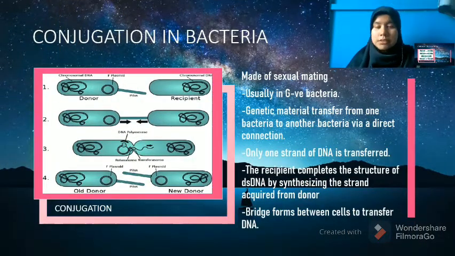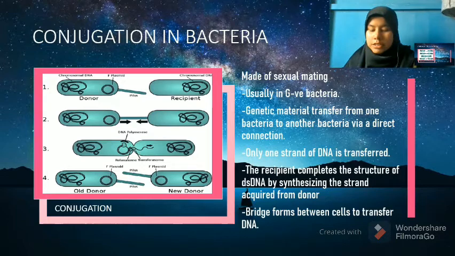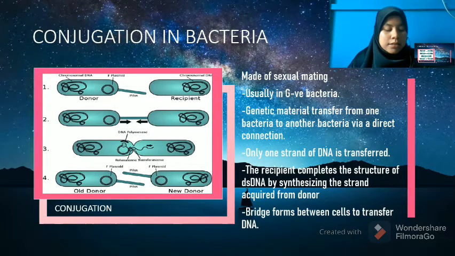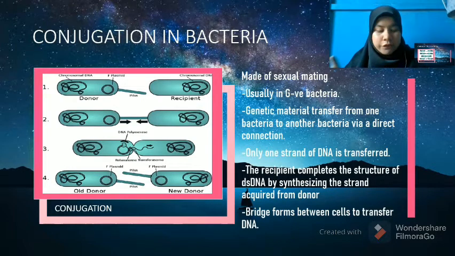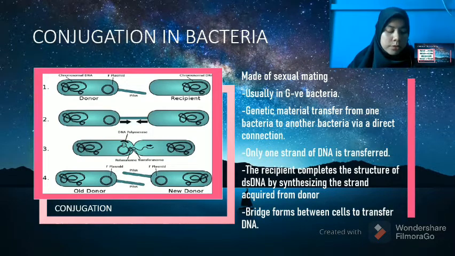So the last one is conjugation in bacteria. Conjugation is a form of sexual mating, and usually it occurs in gram-negative bacteria. Genetic material is transferred from one bacterium to another via a direct connection. Only one strand of DNA is transferred, and the recipient completes the structure of the DNA by synthesizing the DNA acquired from the donor. It forms a bridge between cells to transfer DNA.